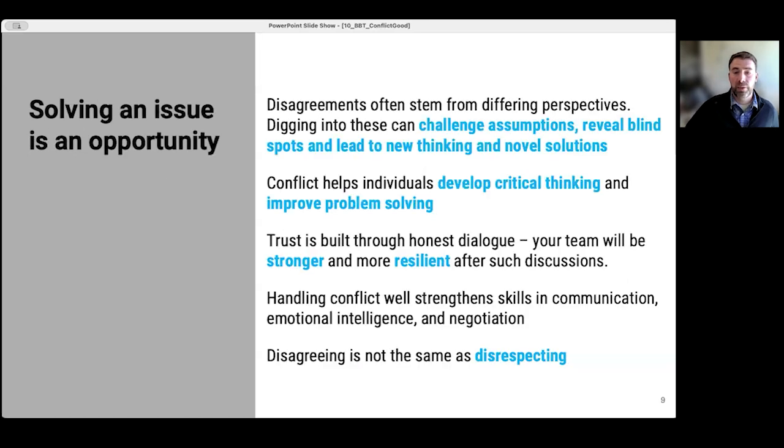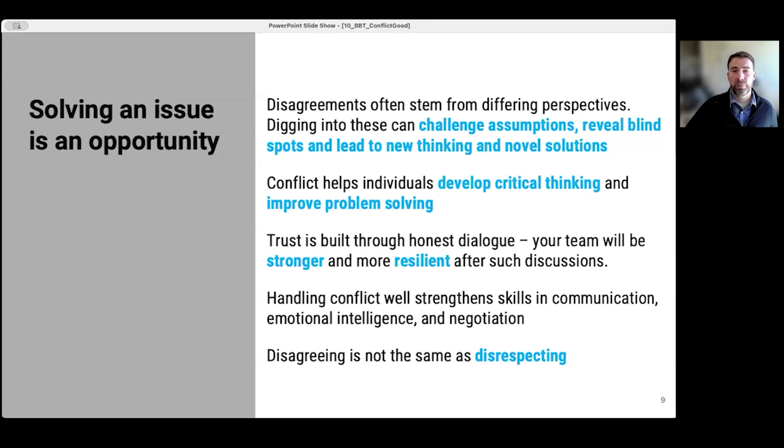Part of this is attitude. Part of this is how you prepare to enter these situations and really taking the attitude that solving an issue is an opportunity is a great way to walk into this such that you learn from it and you don't end up taking it personally.